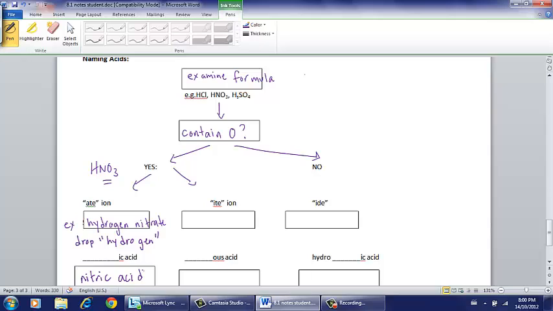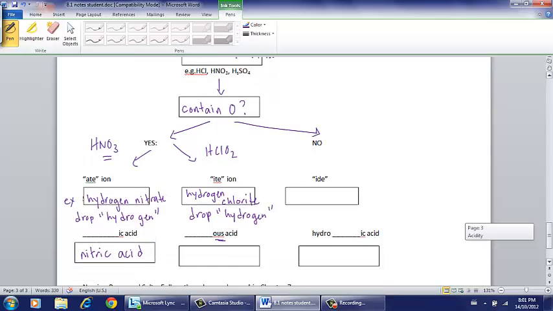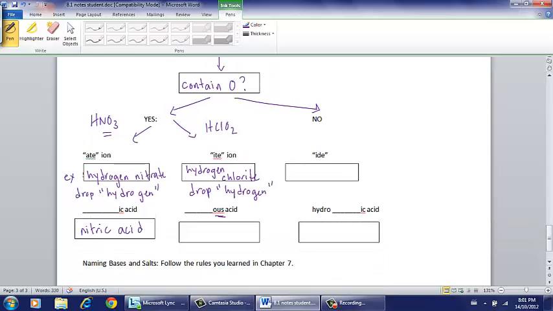If it was an ite ion, like chlorite, so HClO2, this would have been hydrogen chlorite. You again drop the hydrogen from the name, and this time you change ite to ous. So this becomes chlorous acid.